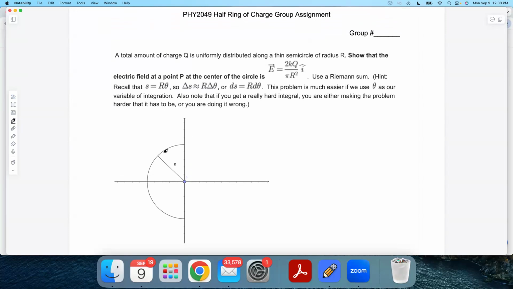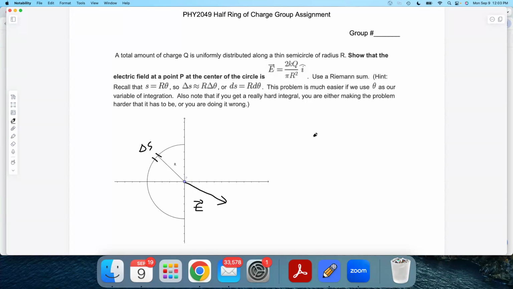So we're going to break this arc up into a bunch of little ds's. We're going to pick a little delta s here, and then we're going to find the electric field from this little bit of charge right here. We're going to build a Riemann sum. So we're going to pretend that this is a point charge that's here, and that's going to create an electric field vector that points away, straight along that line there.